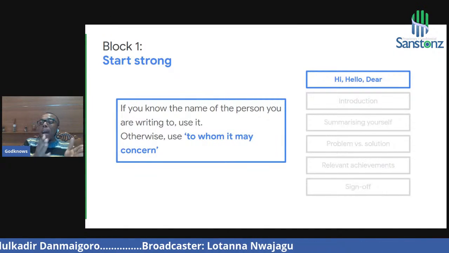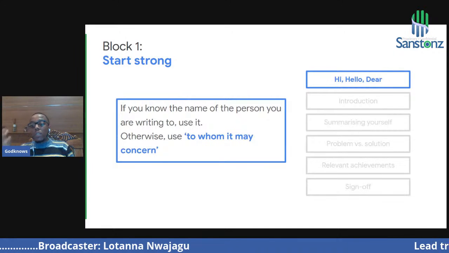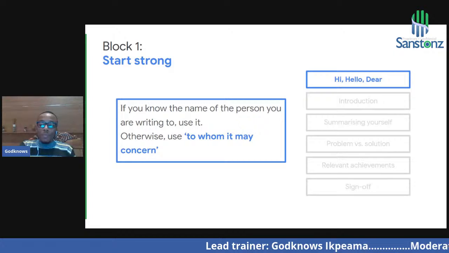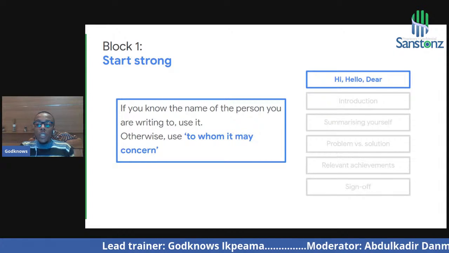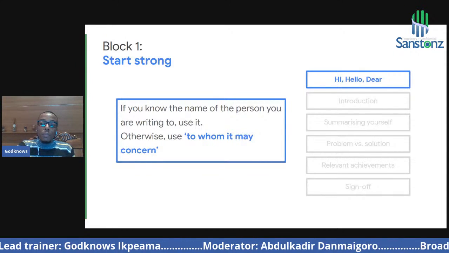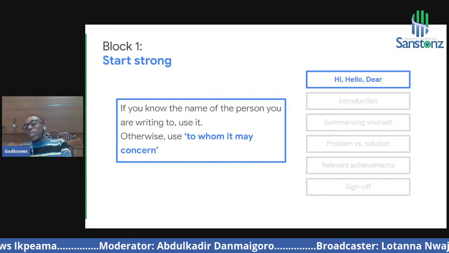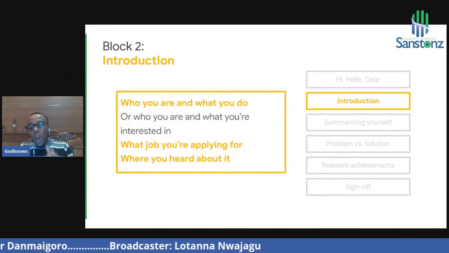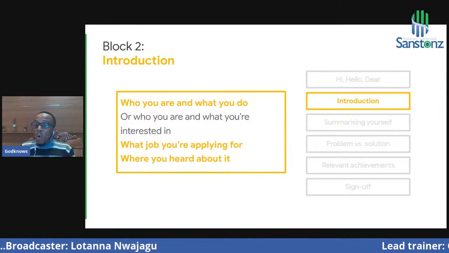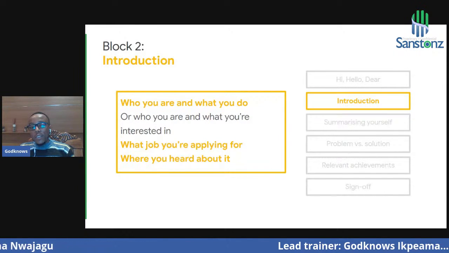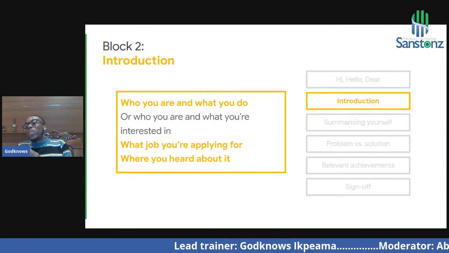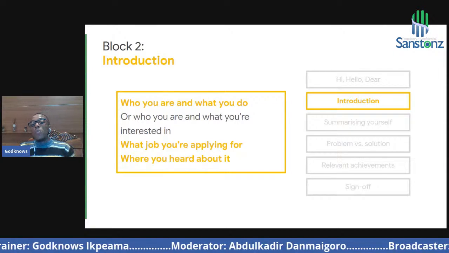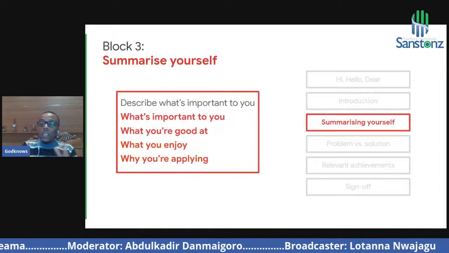You could say hi, Johnson, or hi, anybody, or hi there, right? Then, if you know the name, use it, but if you don't know, then make sure to write "To whom it may concern." Then number two is the introduction: who you are and what you do, or who you are and what you are interested in, which could be what type of job you're applying for or where you heard about it. Okay, so this is the introduction.